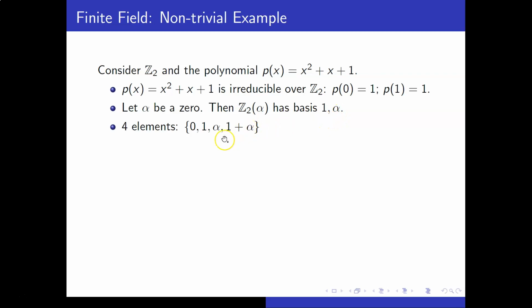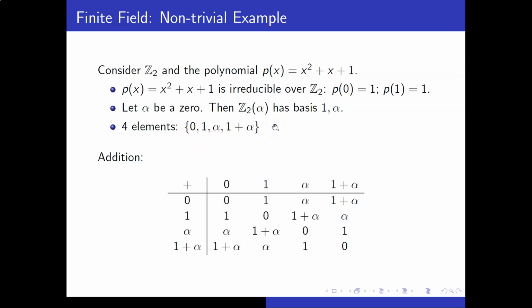Now, everything can be expressed in terms of the basis, so I take some multiple of 1, some multiple of alpha, and I add them together. There are 2 choices for the multiple, because Z2 has 2 objects, 0 and 1. So I can take both coefficients to be 0, and I get 0. I can take the coefficient of 1 to be 1, coefficient of alpha to be 0, I get 1. Then reverse them, I get alpha. And if I take them both to be 1, I get 1 plus alpha. So that's it. This field has 4 elements right there.